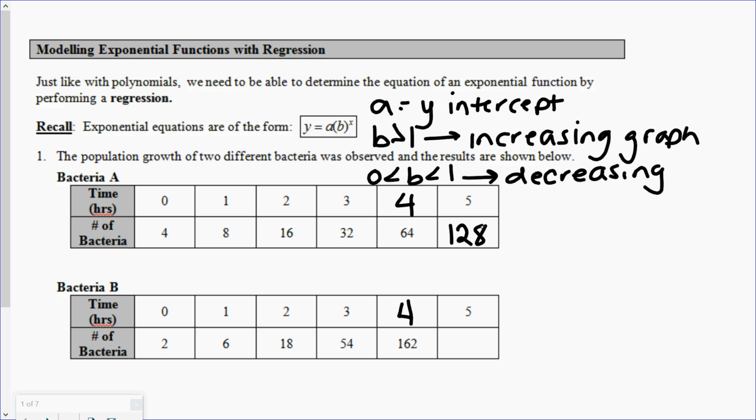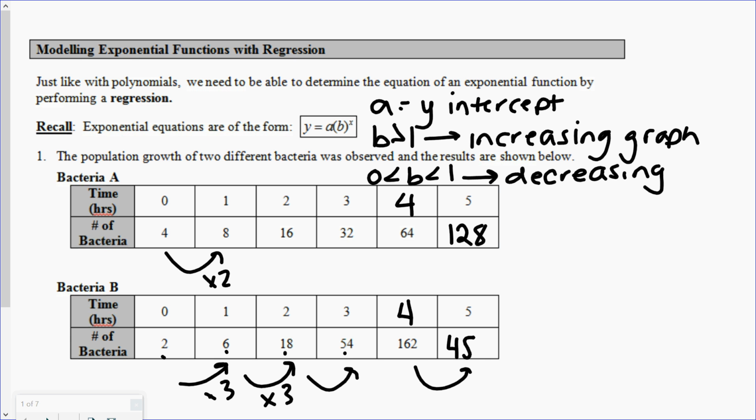Bacteria B started with just 2 bacteria, and after 1 hour it was at 6 bacteria. After 2 hours, it was at 18 bacteria. At 3 hours, 54. At 4, 162. What we see is that between each, it's multiplied by 3. Again, the previous one was multiplied by 2, but here it's multiplied by 3. So 162 multiplied by 3 is 486.